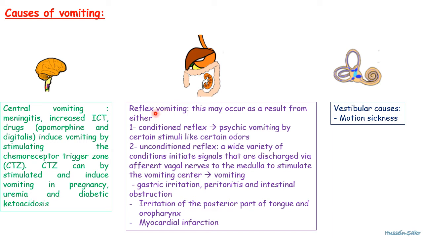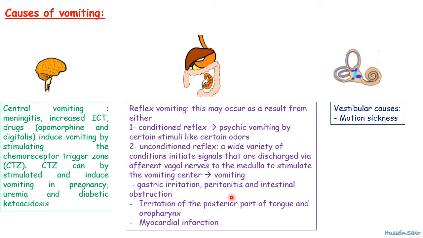Reflex vomiting. The second cause of vomiting may be reflex vomiting, and this usually occurs as a result of conditioned reflexes, like in psychic vomiting, which is initiated by specific stimuli like certain odors, certain specific visual stimuli, or specific emotions. Another cause of reflex vomiting may be an unconditioned reflex due to irritation of the stomach, as in gastric irritation by toxins or bacteria or by hard food, and peritonitis, or inflammation of the peritoneum.